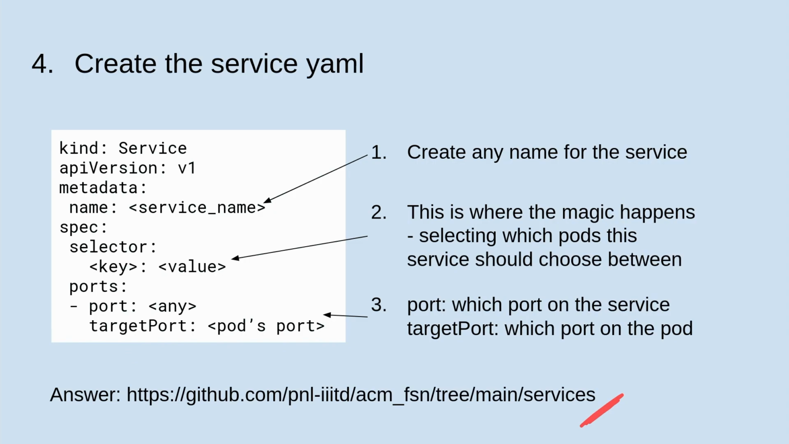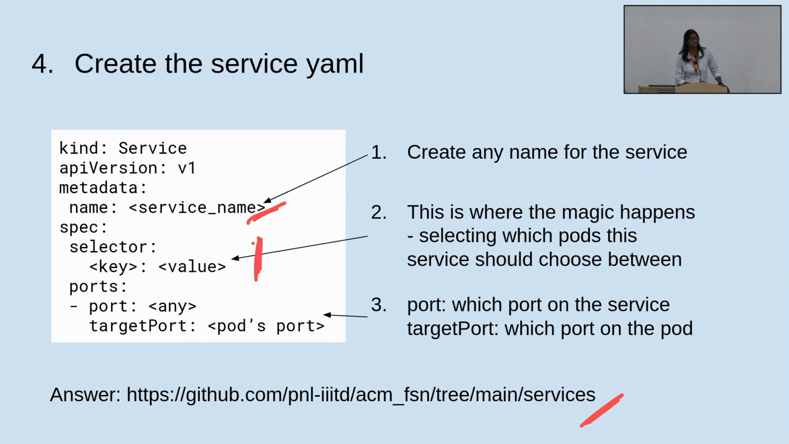So in case you just want to understand this service.yaml, what are all these things over here? Name is the service name. This part, selector key value, is how it chooses which pods need to be sent this traffic. Pods have labels which are key value pairs, and in the service, if you say selector key value, all the pods which match this key value will be chosen by the service to send traffic to.